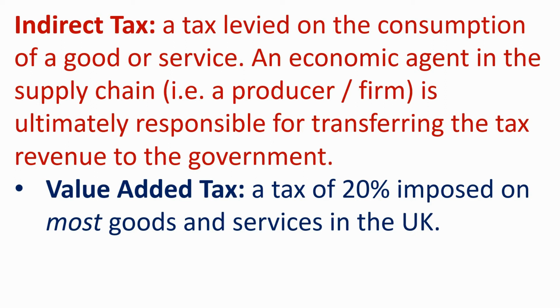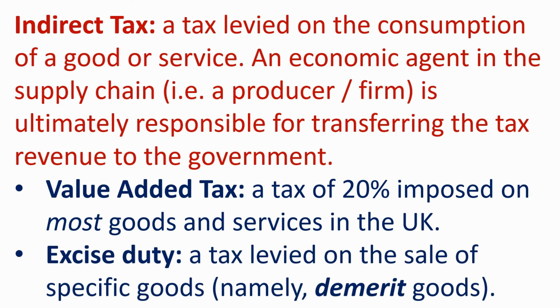The other most common form of indirect tax in the UK is excise duty. Excise duty is a tax levied on the sale of specific goods, namely demerit goods. These are goods that the government believes will be overconsumed if left to the free market. They could be overconsumed for a couple of reasons. The first is that the market price doesn't take into account any significant negative externalities in consumption. By that I mean the cost to third parties of individuals consuming these goods or services.